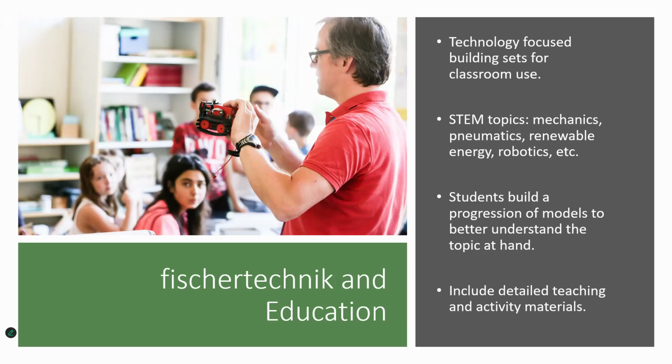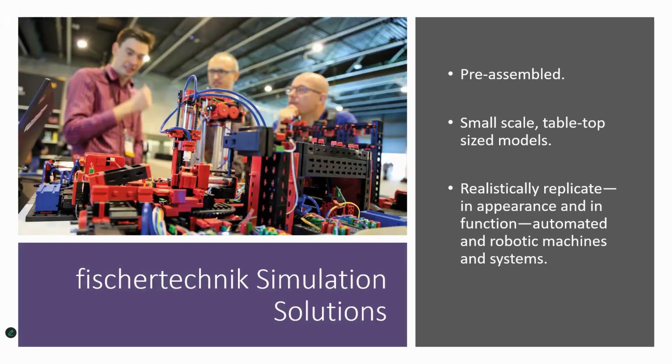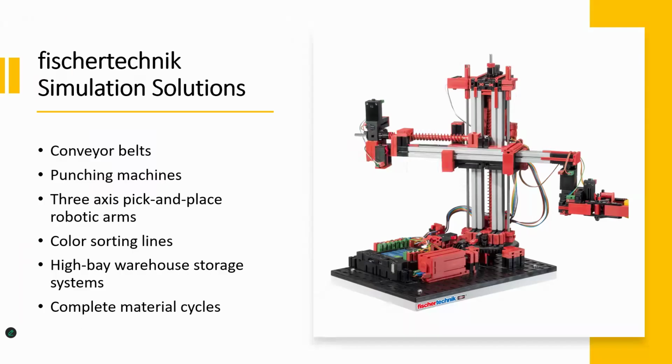Now, of course, the line of fischertechnik simulation solutions, which are today's focus, are something much different. The line consists not of kits, but of a series of pre-assembled small-scale models which replicate in appearance and function various automated robotic machines and systems. Some of the models included will be things like conveyor belts, punching machines, three-axis pick-and-place robotic arms, color sorting lines, and even high bay warehouse storage systems.